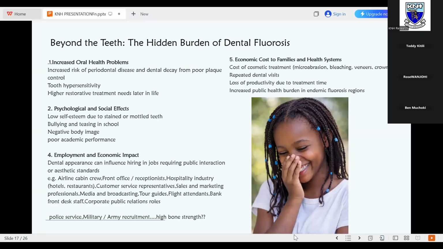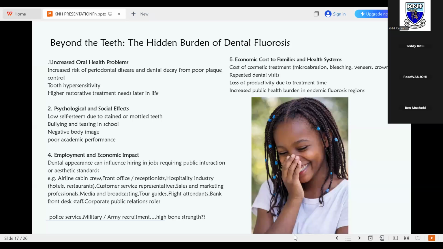So beyond the invoice, there are increased oral health problems, because I said that when you have dental fluorosis, most times you'll have pitting of the tooth. So you'll have poor plaque control. Plaque is a biofilm that covers the tooth, and this biofilm is not well controlled when you don't have a smooth tooth. Most patients will come with teeth hypersensitivity and very high restorative treatment needs.